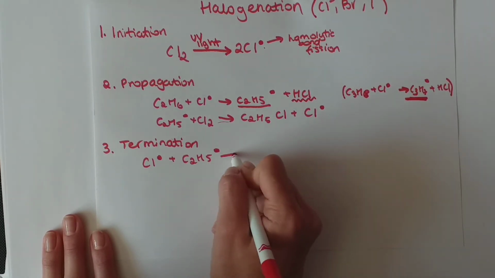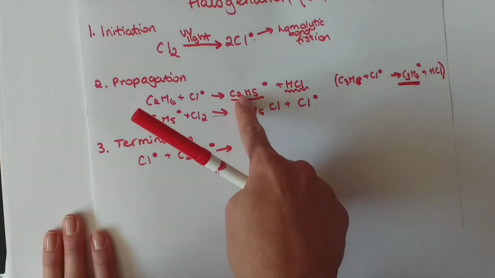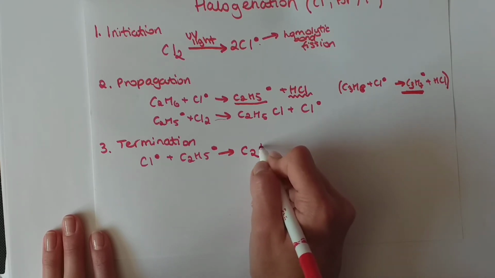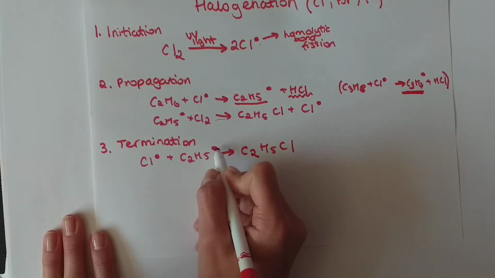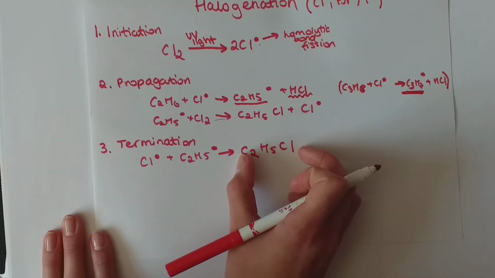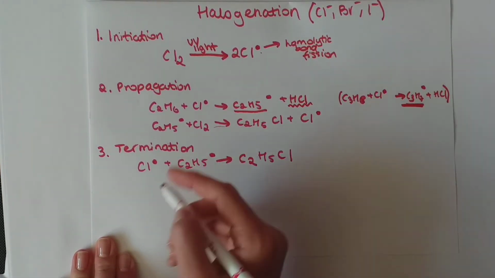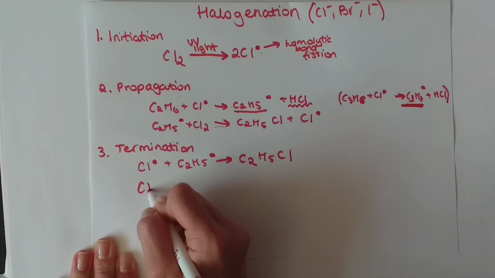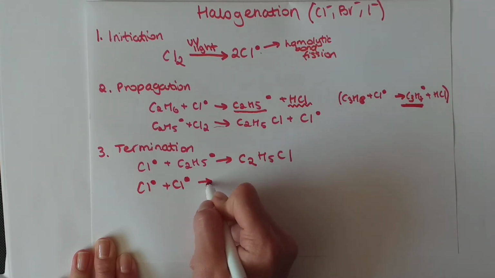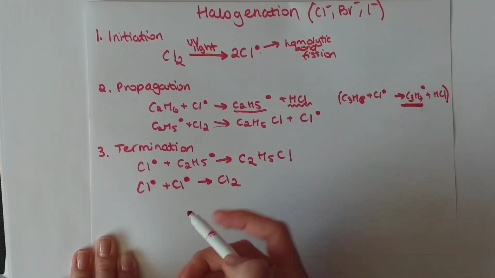So it could either be our chlorine radical and this radical formed from our alkane, and we would get C2H5Cl, because this one has one electron, this one has one electron, they share it, they join together covalently and form a halogenoalkane, which is our aim. But we can also have a chlorine radical and a chlorine radical joining together to form chlorine, which we'll use again in equations, so that's useful.